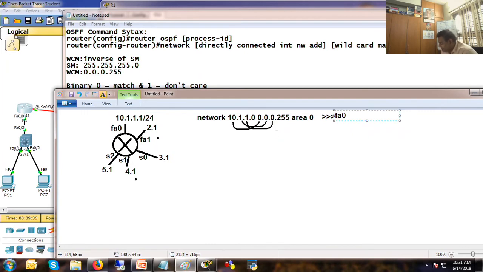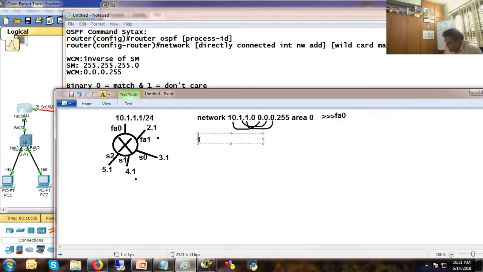Now when you are adding the interface, I am going to give wildcard mask. Wildcard mask is going to match how many bits I am telling. I am telling first 24 bits you match. In this IP addressing, which interface is having 10.1.1? First the name of the interface, FA0. So that FA0 will be added in OSPF. Understand? That's it.